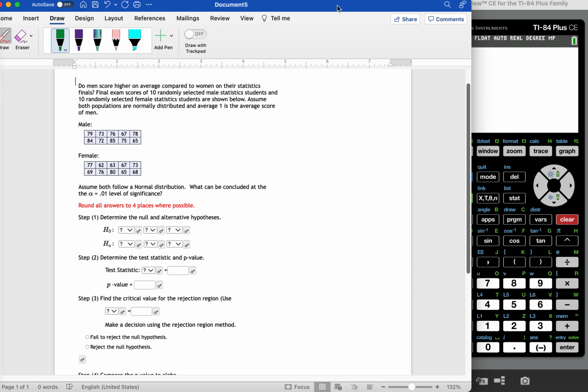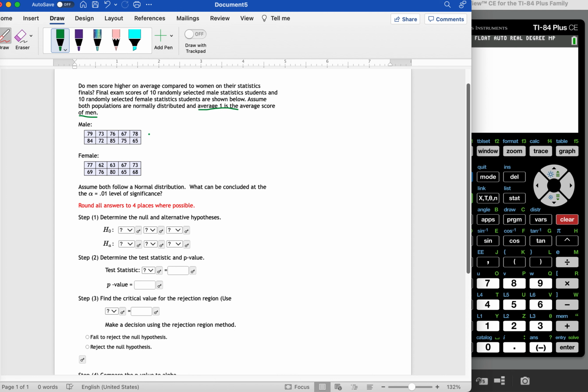Do men score higher on average compared to women on their statistics finals? Final exam scores of 10 randomly selected male statistics students and 10 randomly selected female statistics students are shown below. We're going to assume that both populations are normally distributed, and we're going to let the first average be the average of the men.